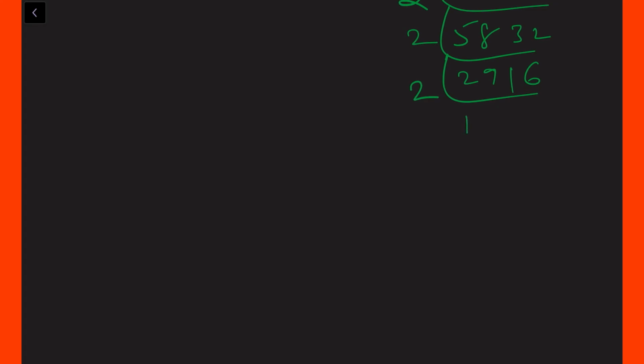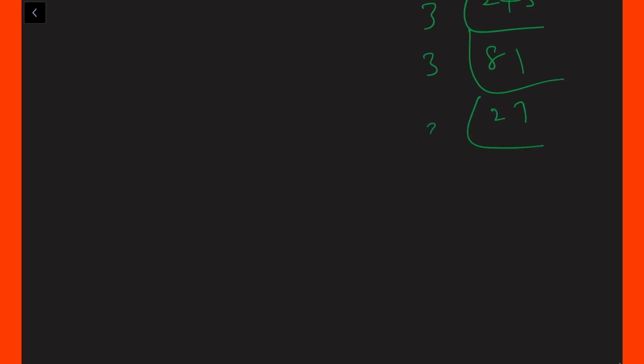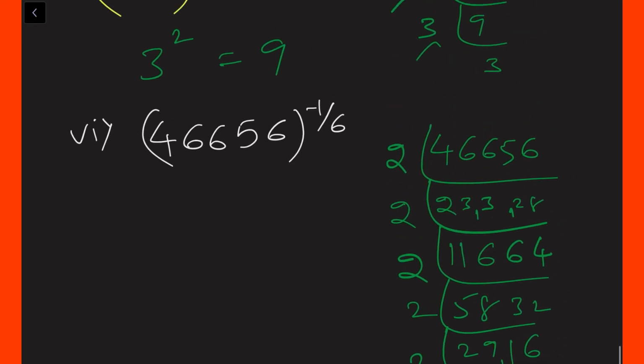2 14s are 28, 1 will remain. 1 1 6, so 2 58s are. Again 2 table only, 729. Now we know very well that 729 won't come in the 2 table. It will come in the 3 table now. 3 243s are. Again 243 will come in the 3 table. 3 81s are. 3 27s are. 3 9s are. 3 3s are. Now check how many times 2 is there, how many times 3 is there.